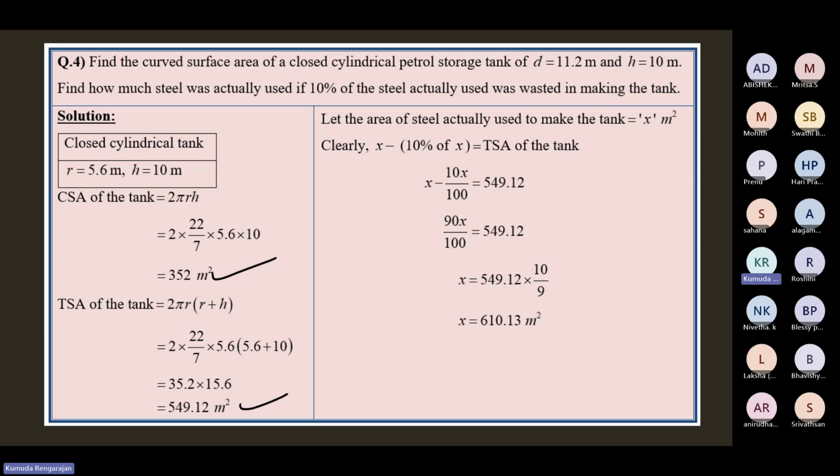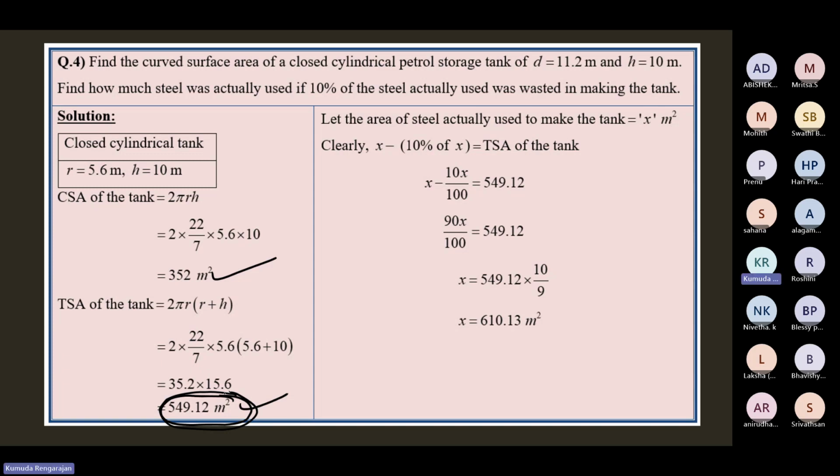Now, as we did earlier, this is exactly what you need to build the tank. This much steel you need exactly to build the tank. But if you buy this exactly, you will not be able to make the tank of the given radius and given height. You will be able to make a tank, but it will be smaller than that. Why? Because some amount of steel will be wasted while making the tank.